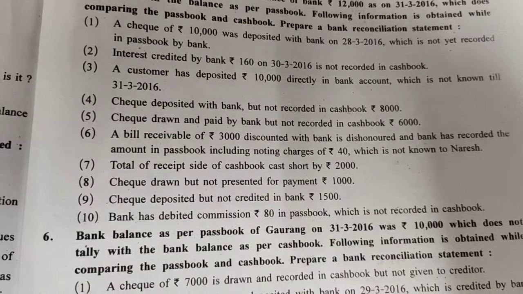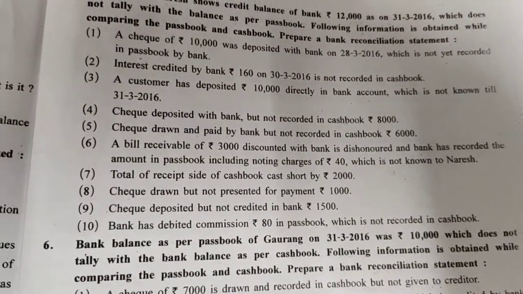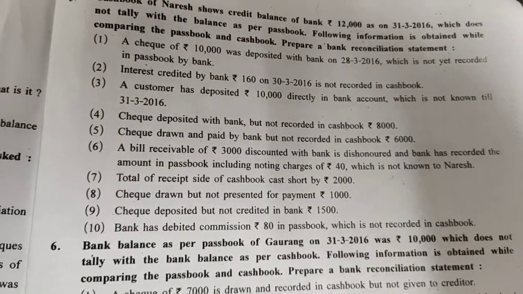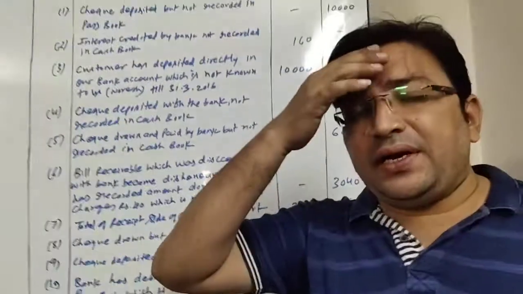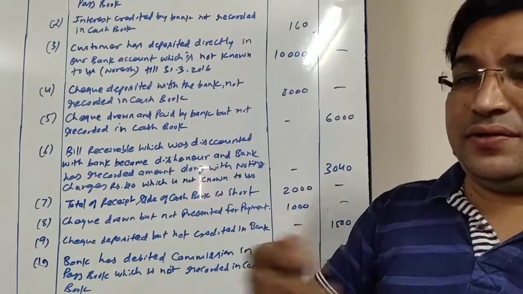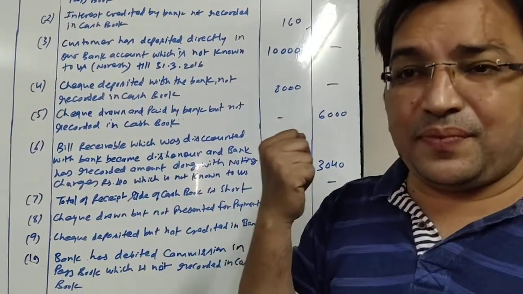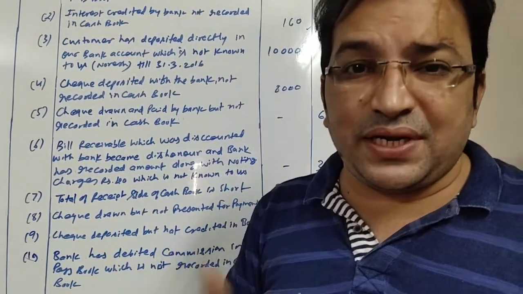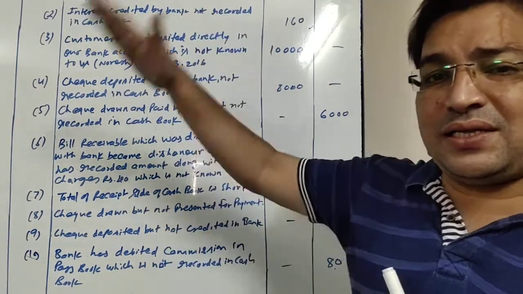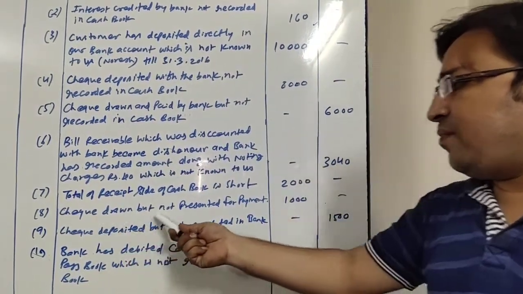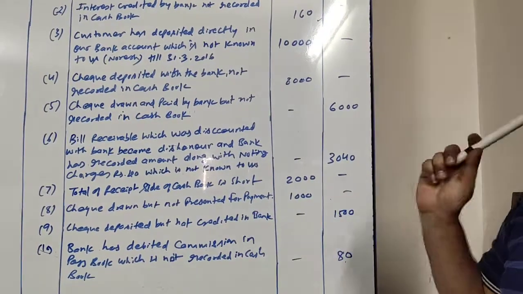Next one is 8. What does it say? Check drawn but not presented for payment, rupees 1,000. Friend, check drawn, that means it must be credited in your cash book. Now the same has not been debited in the bank because it is not presented for payment. So in our bank reconciliation statement we will be debiting this much. So here it is: check drawn but not presented for payment, debit side, rupees 1,000.